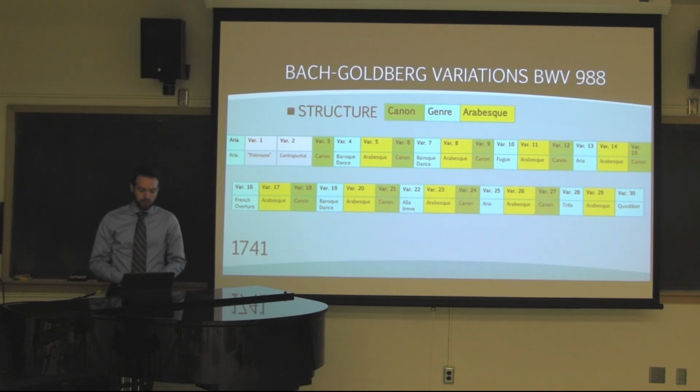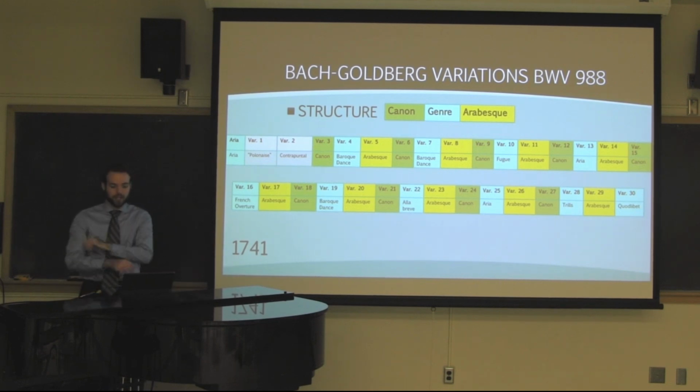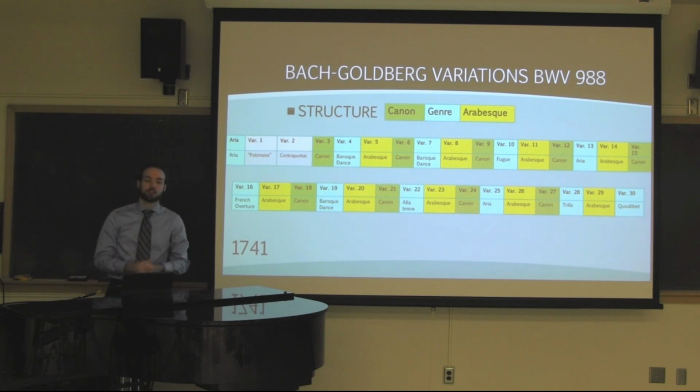After each genre piece, he also incorporates an arabesque type variation with lots of fast scalar technical passages, and these variations feature lots of hand crossing. You'll see the left hand jump over whatever the right hand's playing. And so that's how Bach chooses to structure his Goldberg Variations, with that canon, genre, arabesque pattern.